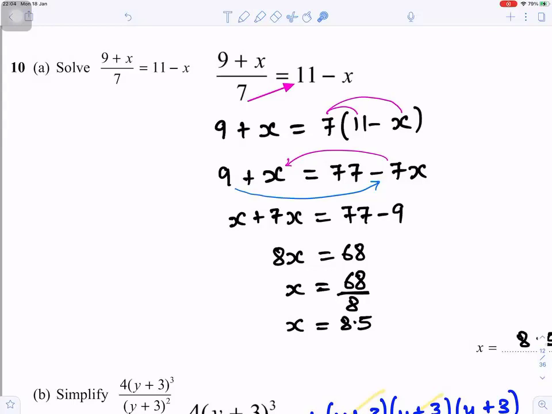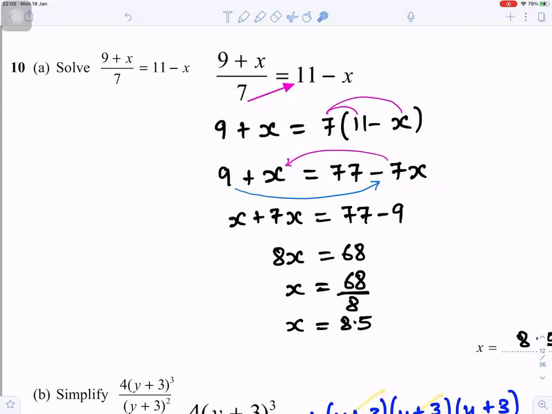Now we've got to divide by 7 on the left side. When we take it to the right, it becomes times 7. So it becomes 7 times 11 minus x. We remove the bracket. 7 times 11 is 77. 7 times minus x is minus 7x. So we have 9 plus x equals 77 minus 7x.